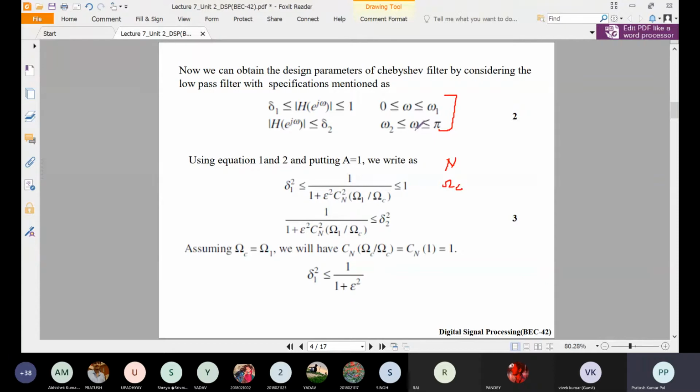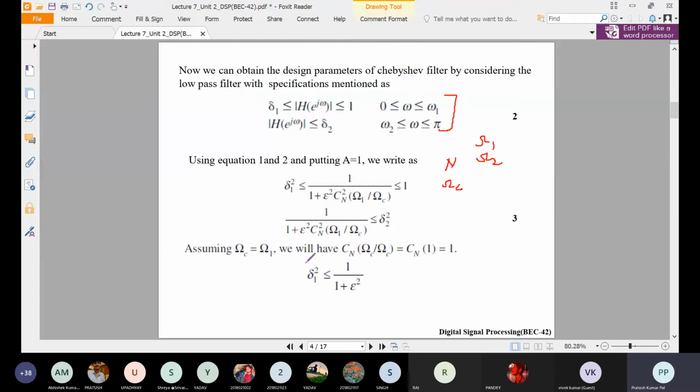So these frequencies are in terms of digital frequencies. Based on the method, either the impulse invariance method or the bilinear transformation method, we will find the analog frequencies like omega 1 and omega 2. Then by using delta 1, delta 2 and omega 1 and omega 2, we will find the n value. Okay, that is the order of the filter.